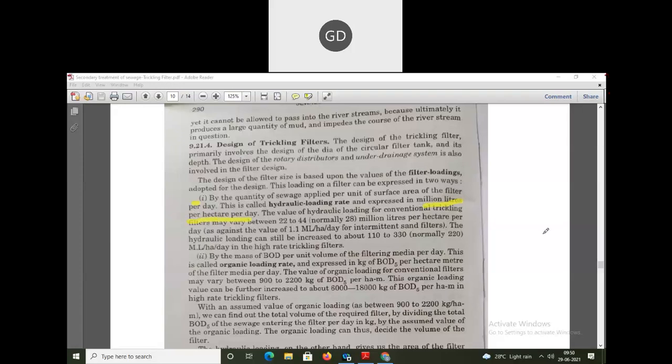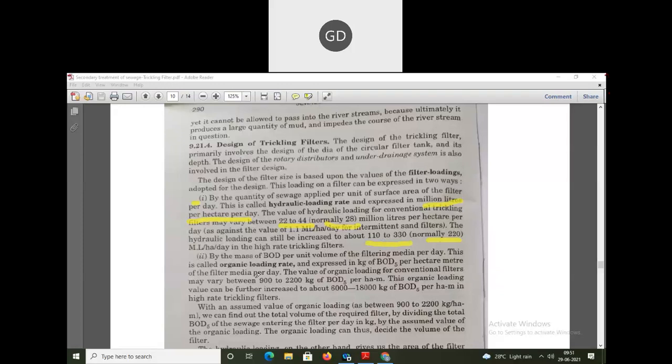Then the value of hydraulic loading for a conventional trickling filter is between 22 to 44 million liters. Normally it is taken as 28 million liters per hectare per day. And this hydraulic loading can be increased to a greater value in case of high rate trickling filters, about 110 to 330 million liters per hectare per day. Normally you can take the mid value, that is 220. Okay, so this is hydraulic loading.